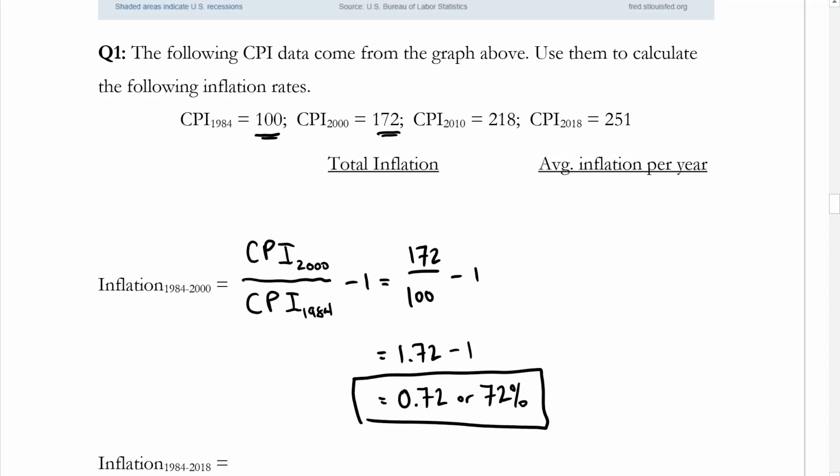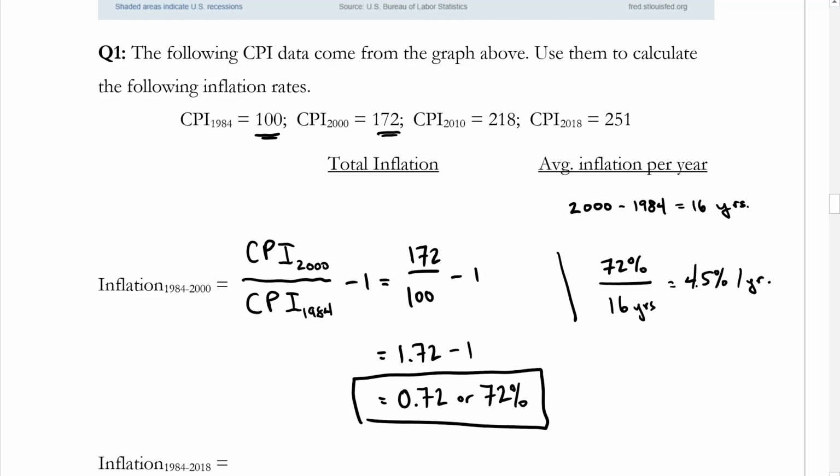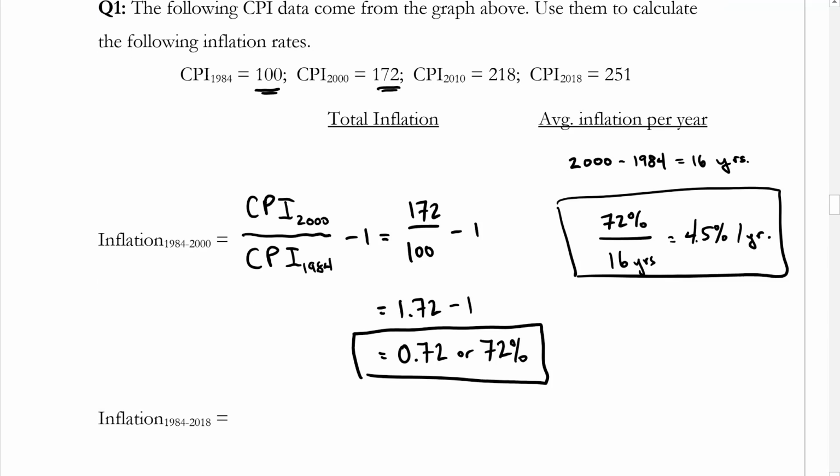To get the average inflation per year, we can just subtract 1984 from 2000 in order to understand that this was 16 years, and we can just take the average. So 72% over the entire time period divided by 16 years is an inflation rate of 4.5% per year, and that's the annual inflation rate.